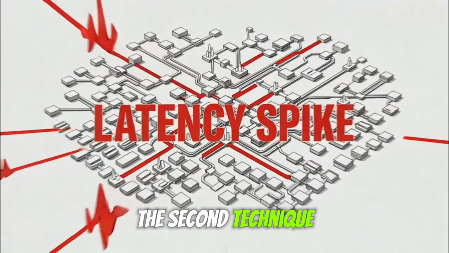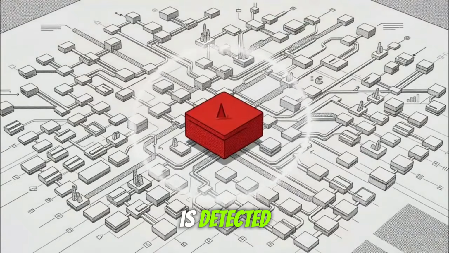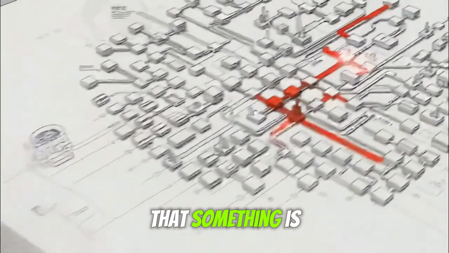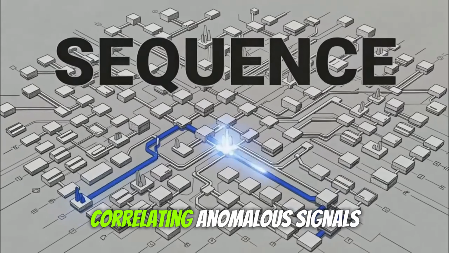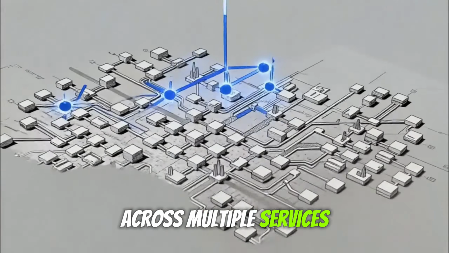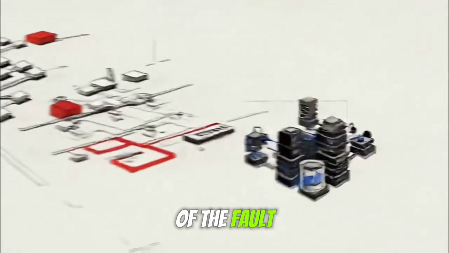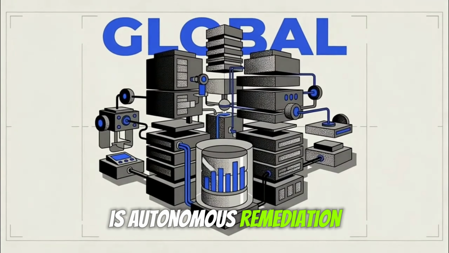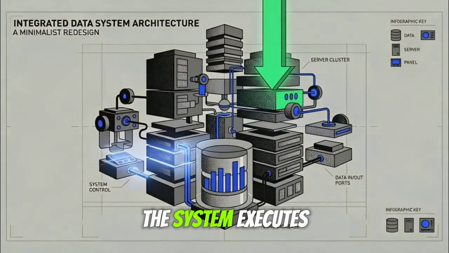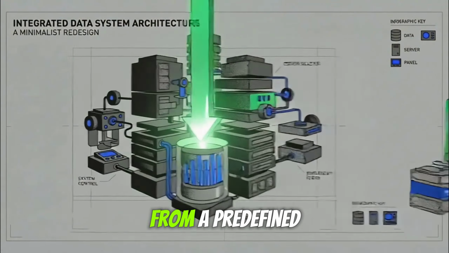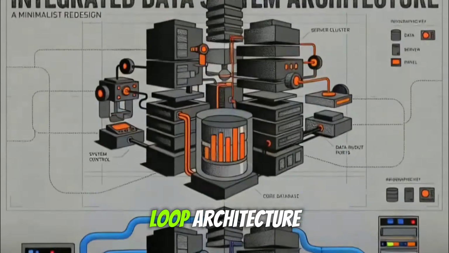The second technique is automated root cause analysis. When an anomaly is detected, the system does not just report that something is wrong. It traces the causal chain through your distributed system, correlating anomalous signals across multiple services and infrastructure layers to identify the most probable origin of the fault. The third technique is autonomous remediation. Once root cause is identified with sufficient confidence, the system executes a remediation action from a predefined playbook. No human required.